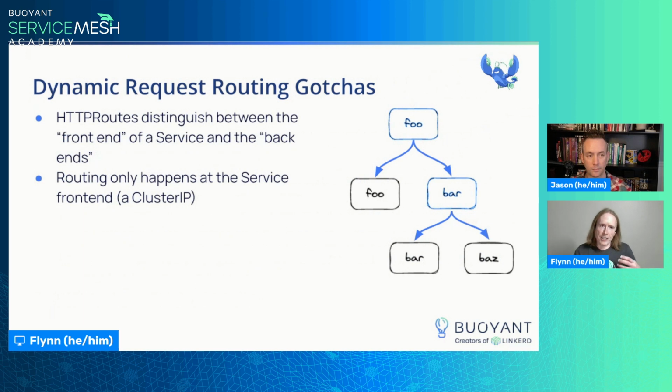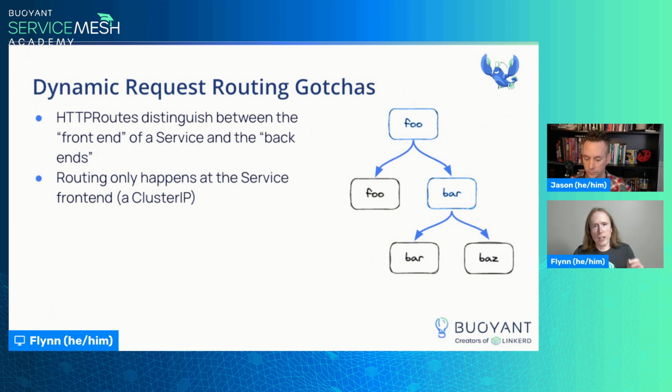There's actually a distinction between what Gamma has taken to calling the front end of a service and the back end of a service. The front end of the service is the cluster IP that has a name associated with it. The back end is the endpoint IPs that are connected to pods. And routing only happens at the front end of a service.